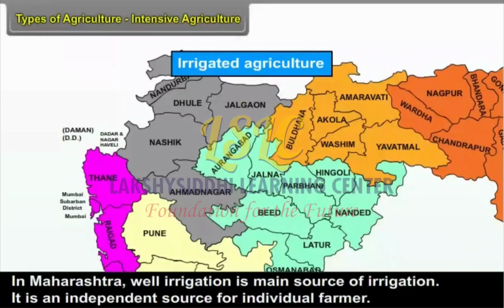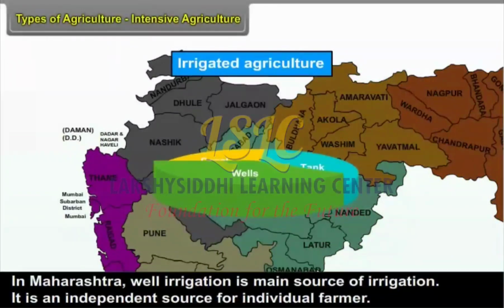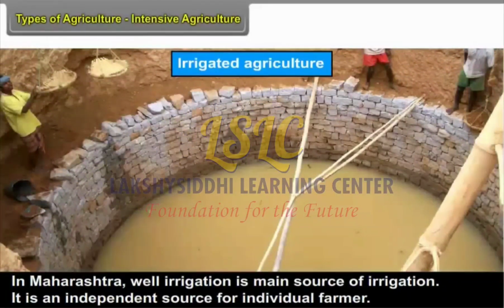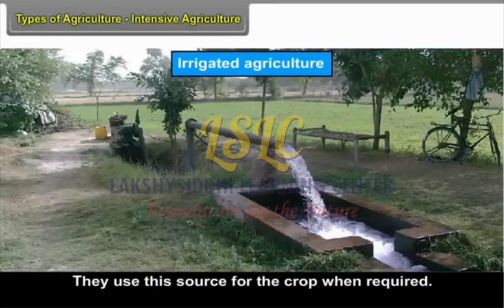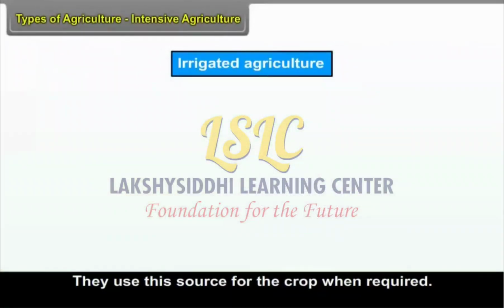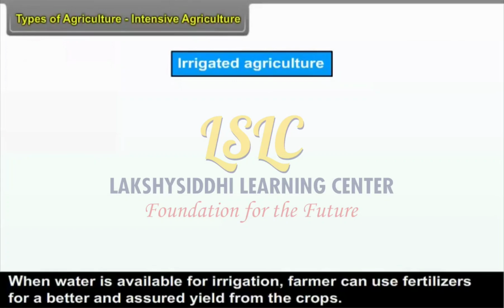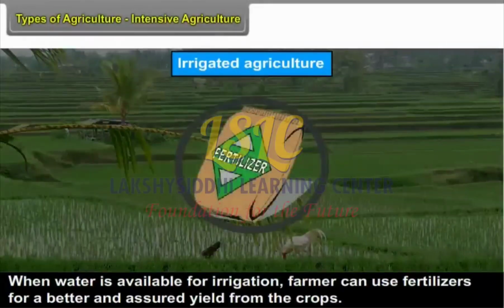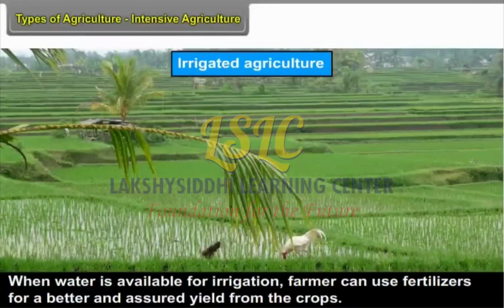In Maharashtra, well irrigation is the main source of irrigation. It is an independent source for the individual farmer. They use this source for the crop when required. When water is available for irrigation, the farmer can use fertilizers for a better and assured yield from the crops.